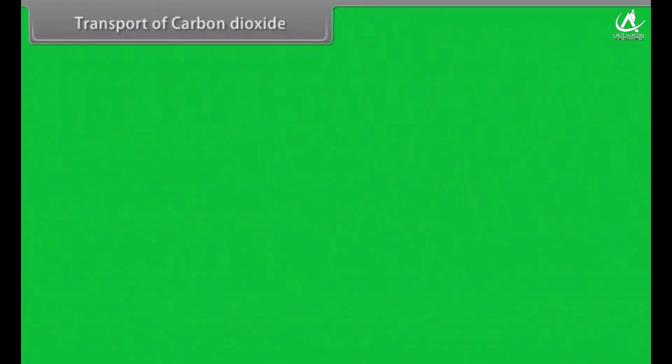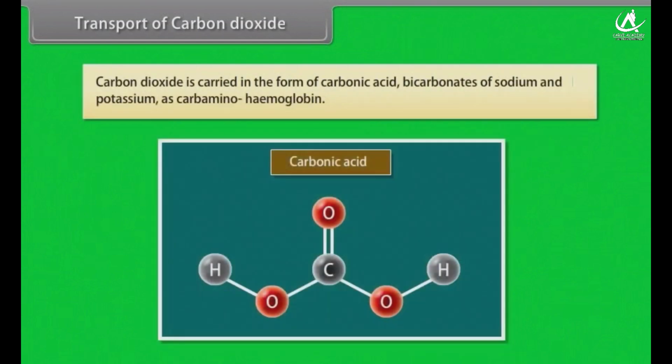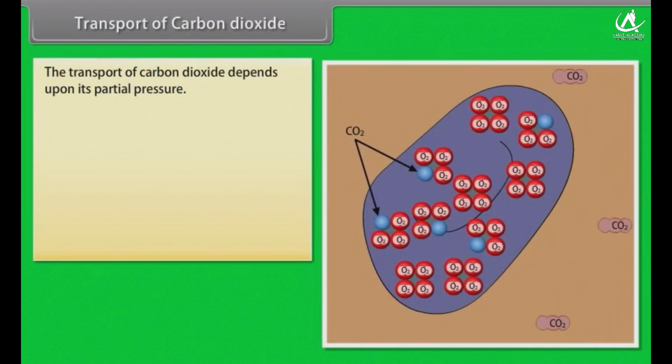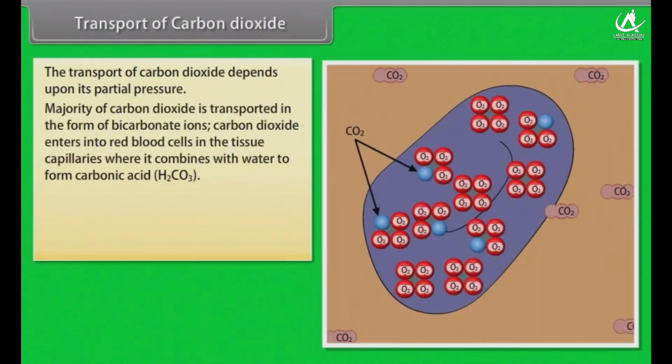Transport of carbon dioxide. Carbon dioxide is carried in the form of carbonic acid, bicarbonates of sodium and potassium, and as carbaminohemoglobin. The transport of carbon dioxide depends upon its partial pressure. Majority of carbon dioxide is transported in the form of bicarbonate ions.